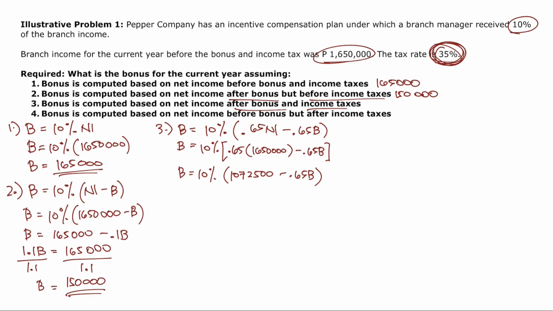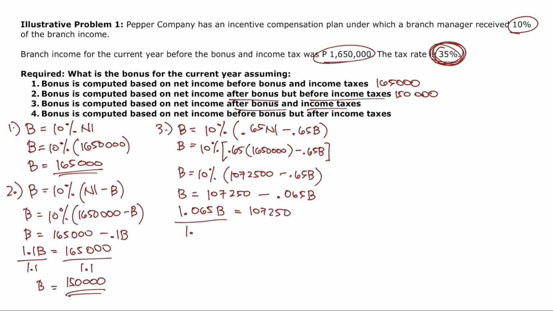Okay? B will be equal to 10% of 1,075,500, or this is equal to 107,250 minus 0.65 times 10%, which is equal to 0.065 B. Okay? Ilipat mo sa kabila. So, magpapalit ulit ng sign, no? So, magiging 1.065 B will be equal to 107,250.